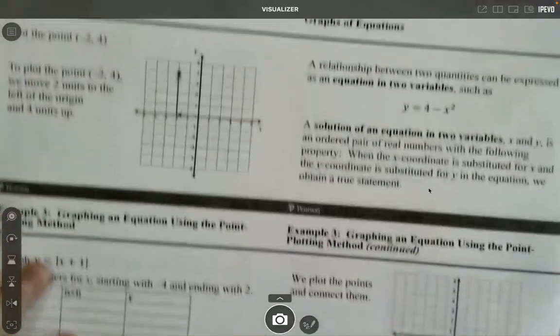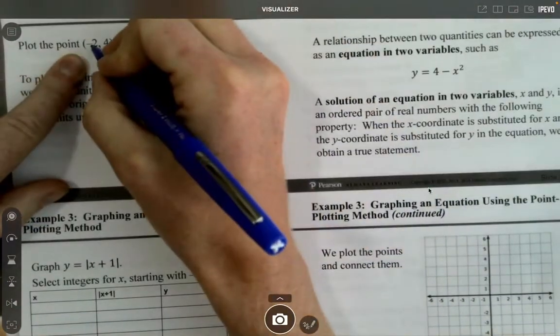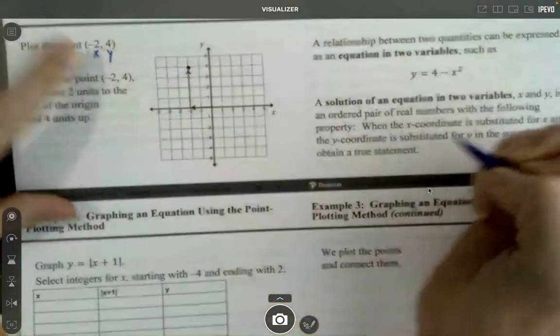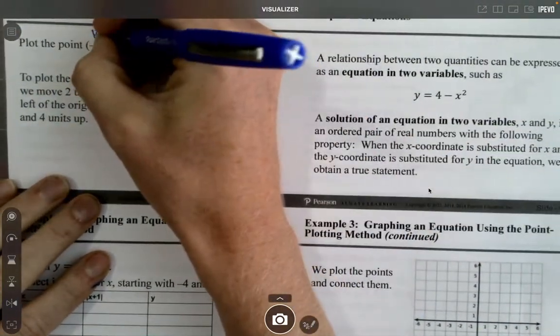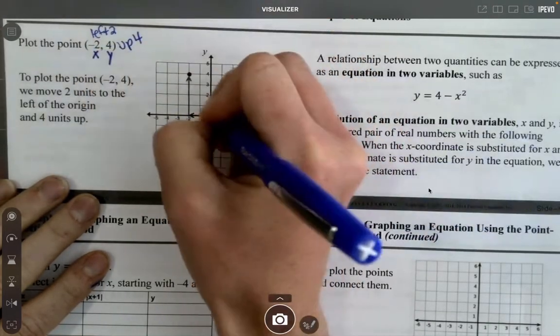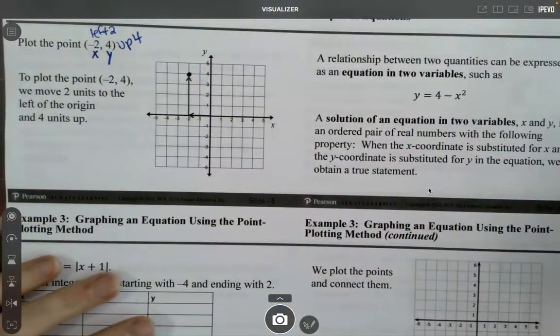So when we plot a point on the coordinate system, you start at the origin. So for negative 2, 4, x is negative 2, y is 4. We would start at the origin, go left 2, and 4 is up 4. So this coordinate represents negative 2, 4.